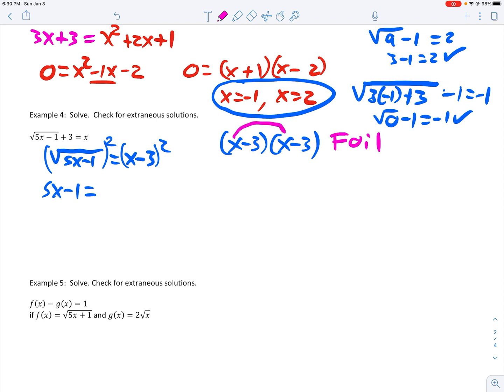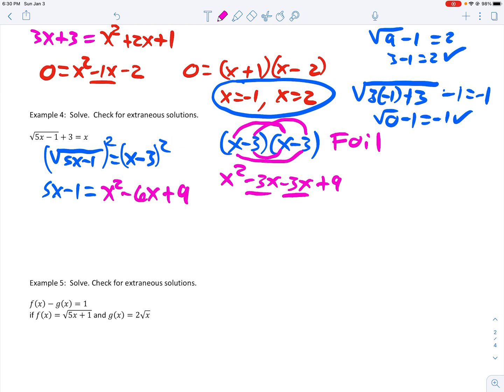So first is x times x, which is x squared. Outside would be minus 3x. Inside would be minus 3x. And then last would be positive 9. So x squared minus 3x, right? Combine like terms, minus 6x plus 9. So very similar to example 3. So now, right, I get rid of the radical, right? I FOIL out the binomial. Now I see I have a quadratic because it's x squared. So it's just like the last problem.